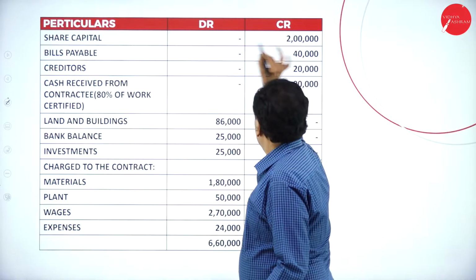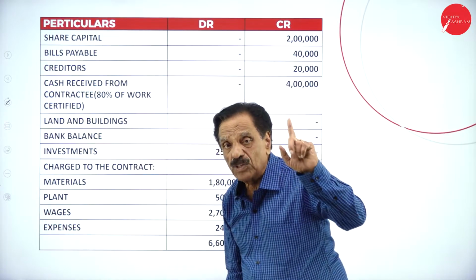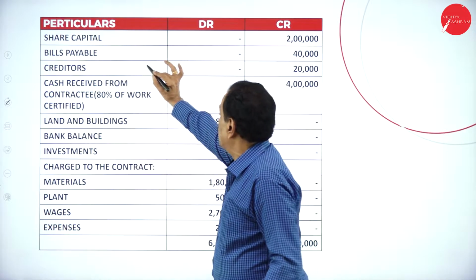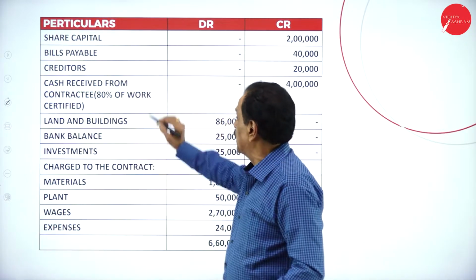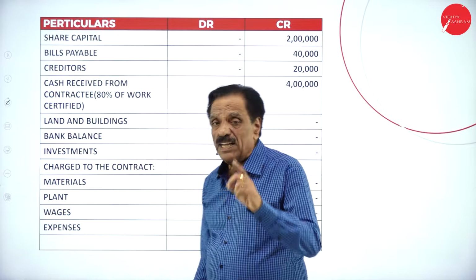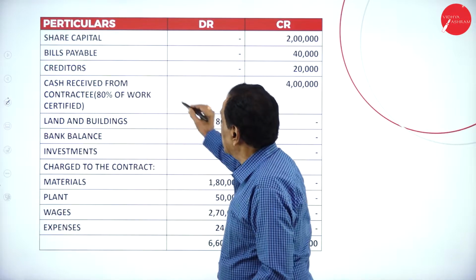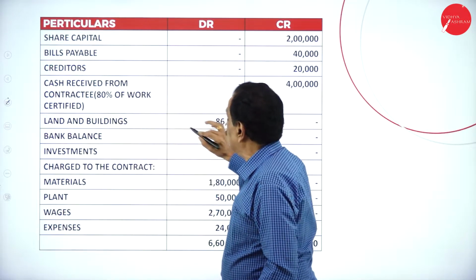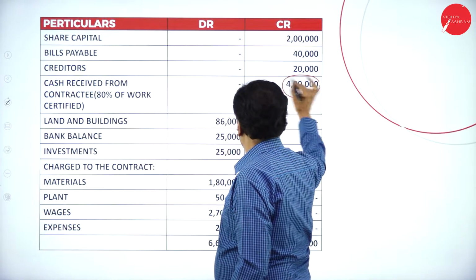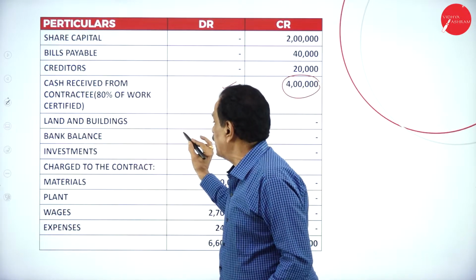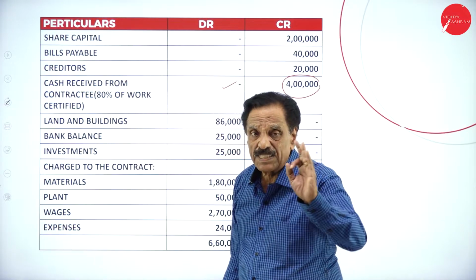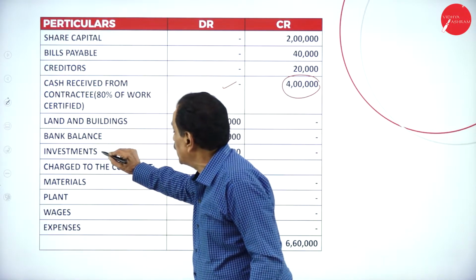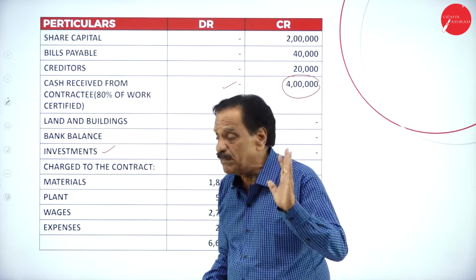See that share capital is a liability. Directly it will go to the liability side of the balance sheet. Bills payable is a liability, directly go to the liability side of the balance sheet. Creditor is a liability, directly go to the balance sheet. Cash received from contract, 80% of the work certified, I will explain this. Then land and building is an asset, asset side of the balance sheet. Bank balance is an asset, asset side of the balance sheet. Investment is an asset, asset side of the balance sheet.